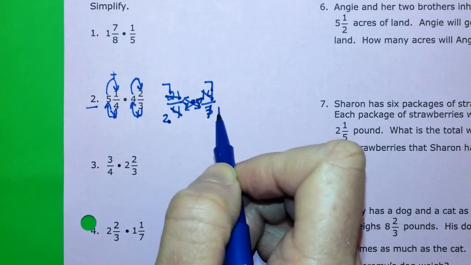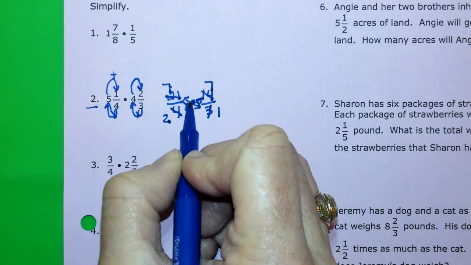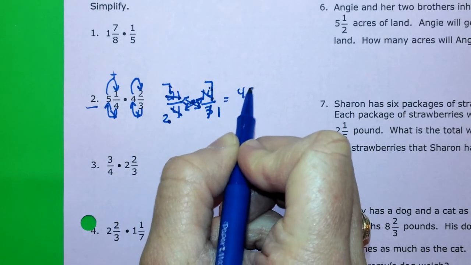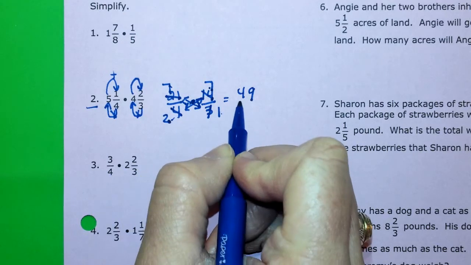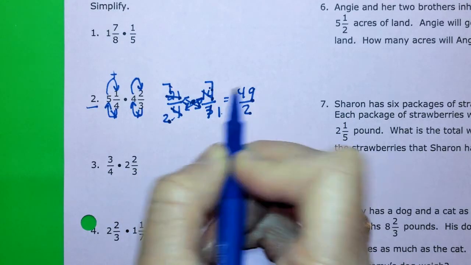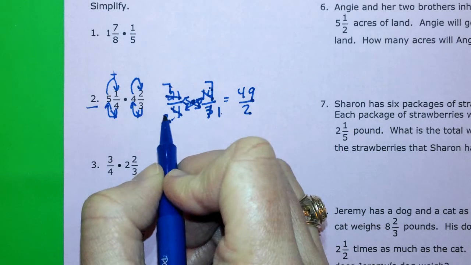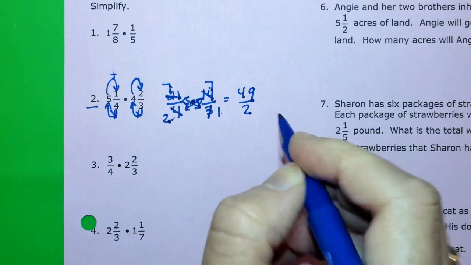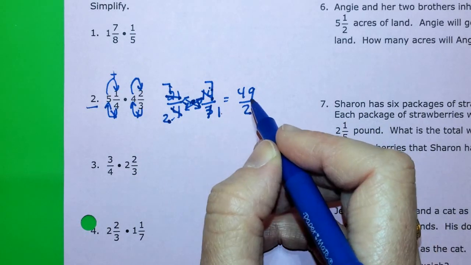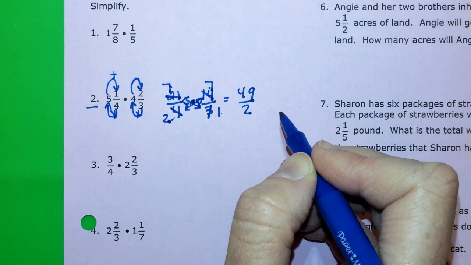So now I'm just going to multiply across. So 7 times 7 is 49. And 2 times 1 is 2. Because remember, multiplying fractions is no problem. It's the top times the top and the bottom times the bottom. But now I'm left with an improper fraction, and I really do need to turn it into a mixed number.